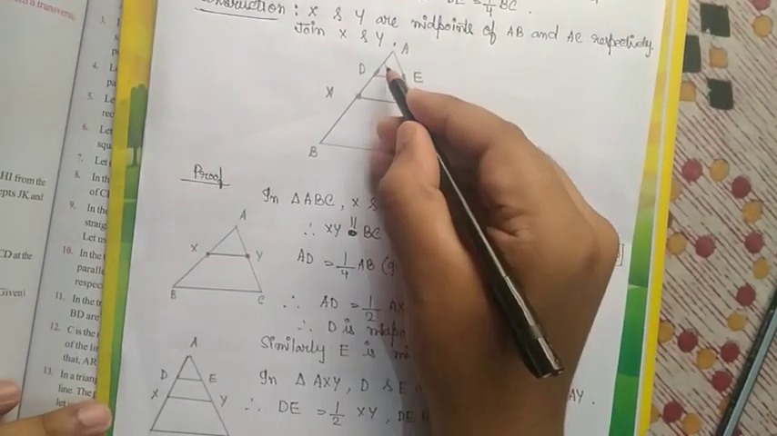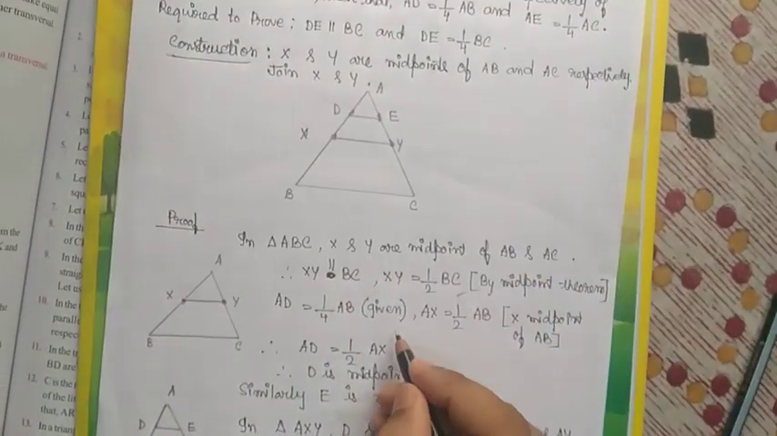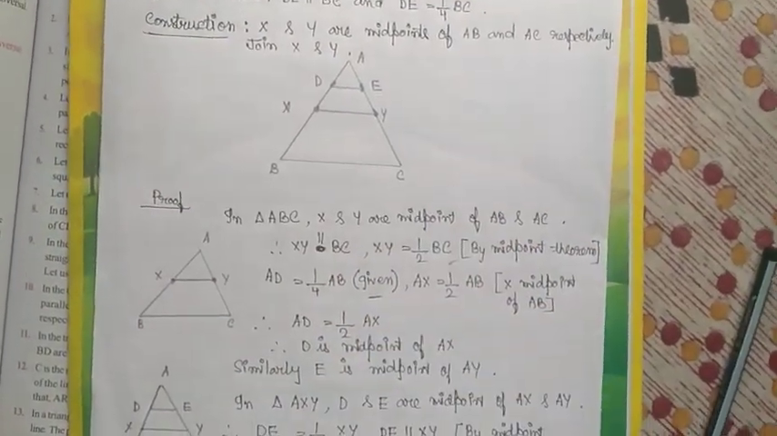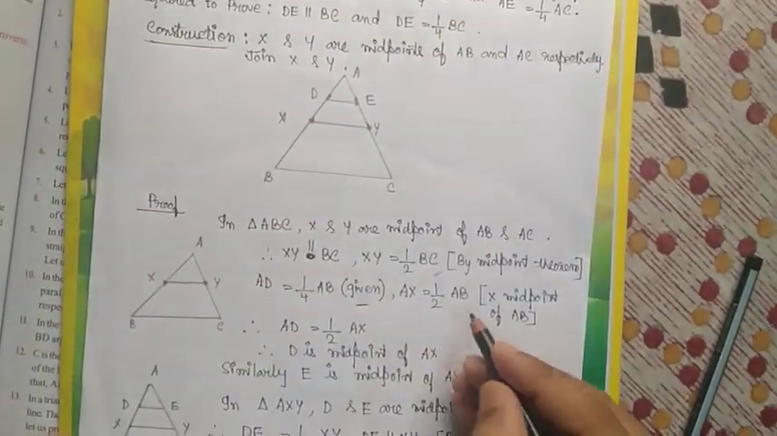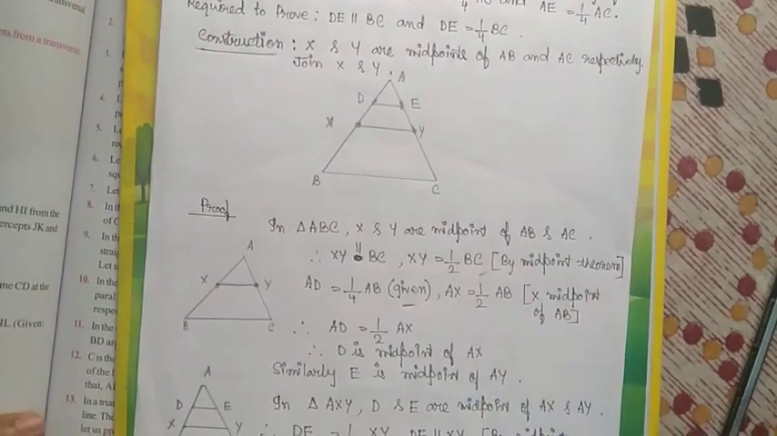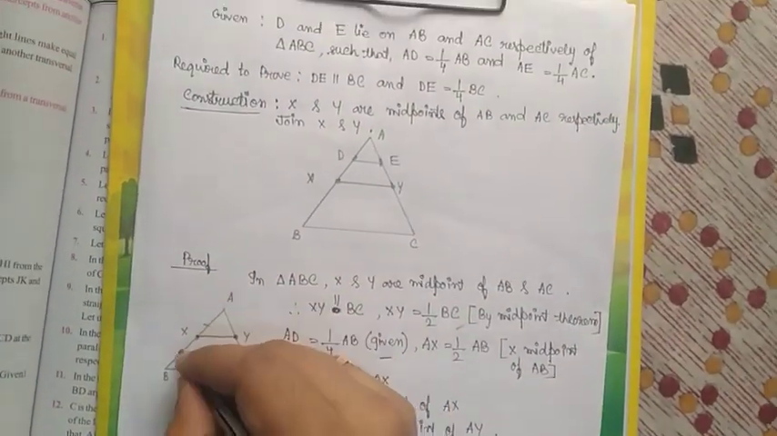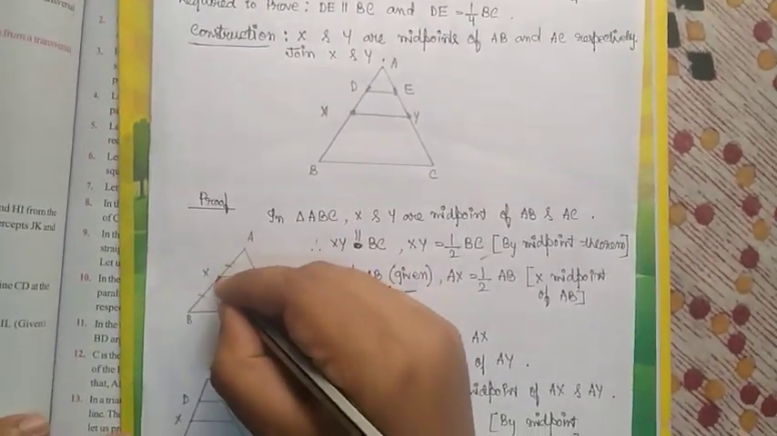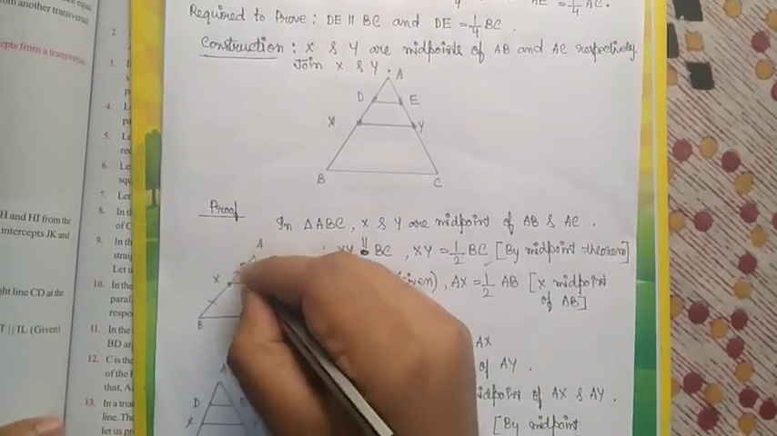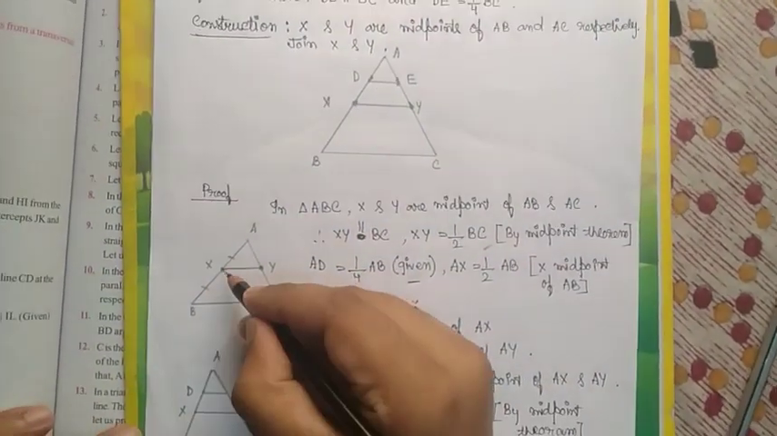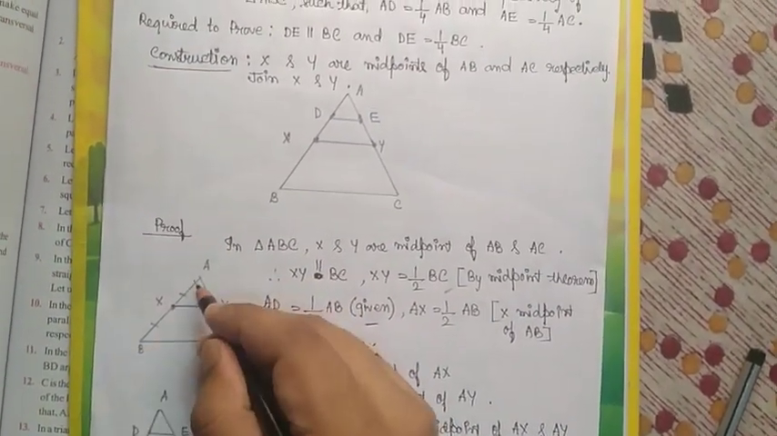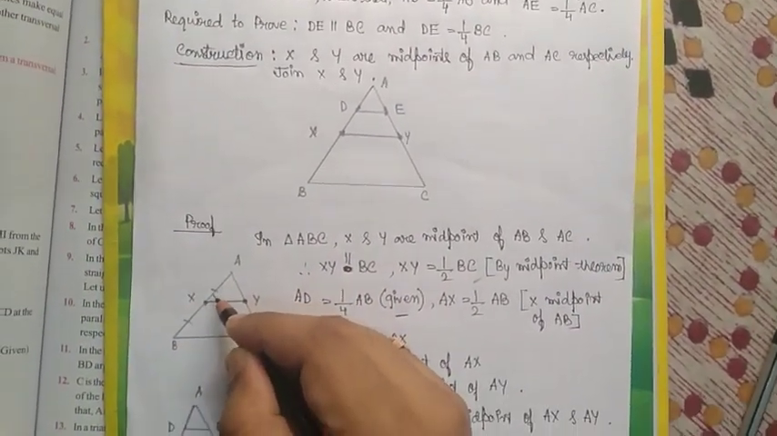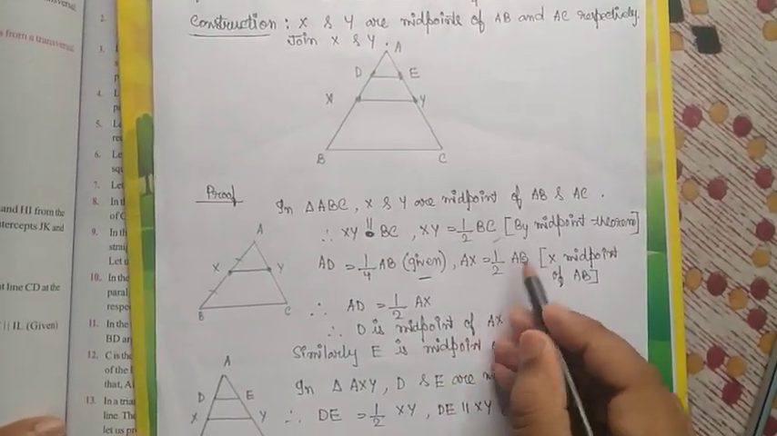if AD equal to 1 by 4 AB, this is given, and here AX equal to half AB. Why? Because these both are same, because this is the midpoint. If this is 2, this is also 2. So therefore AX equal to half of AB. If total is 4 centimeter, this should be 2 centimeter. Therefore we can write AX equal to half AB.